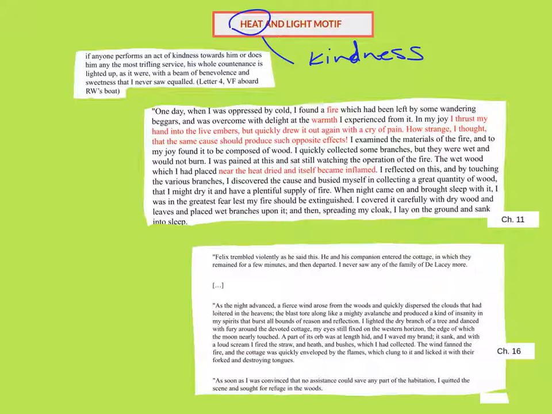Robert Walton notes that if anyone performs an act of kindness towards him, Victor, or does him the most trifling service, his whole countenance is lighted up, as it were, with a beam of benevolence and sweetness that I never saw equalled.